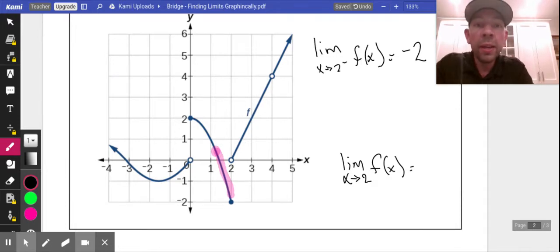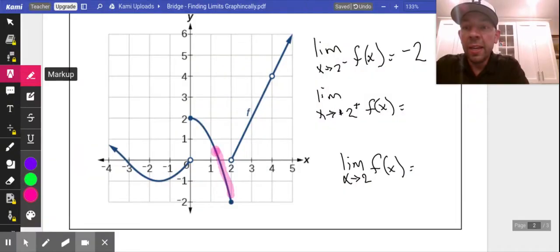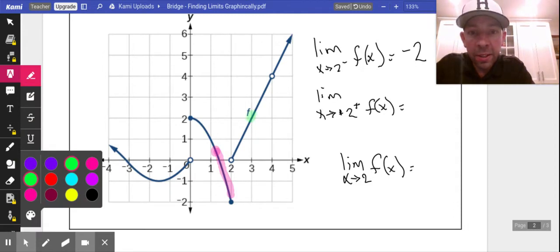-2. Okay. Now, what is the limit as x approaches 2 from the positive side? I don't know why I said -2. Positive 2 from the right-hand side. So we use that little plus sign for the right-hand side. And let's say, all right, let's start ourselves here.